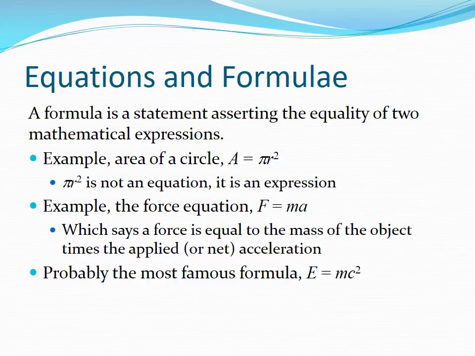A formula is a statement asserting the equality of two mathematical expressions. In physics, a formula relates two or more physical variables, such as height, weight, speed, and distance. The area of a circle is pi times r squared. It relates the area of the circle to the radius of the circle. But pi times r squared by itself is not an equation. It is an expression. Equations must have an equal sign.